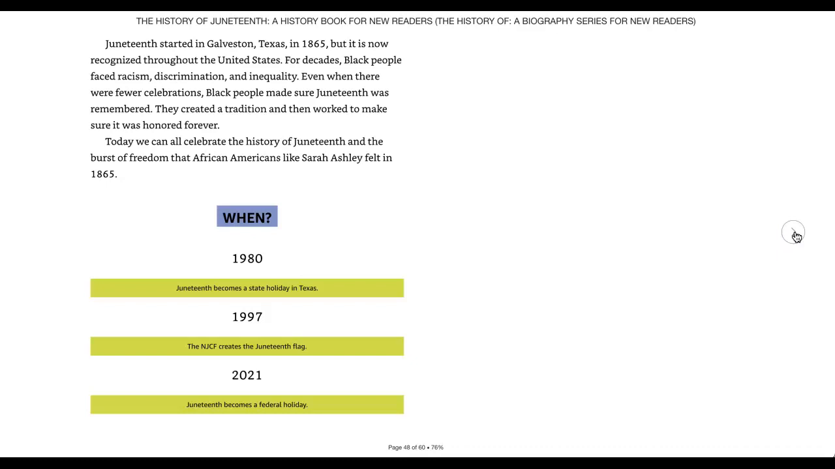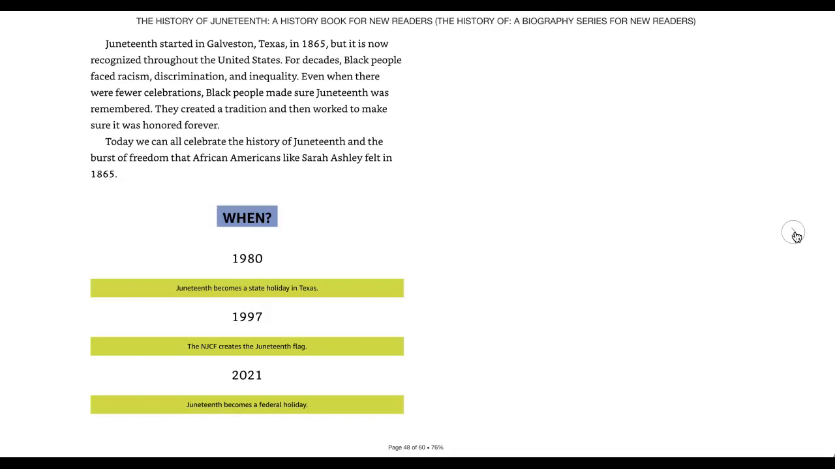Juneteenth started in Galveston, Texas in 1865, but it is now recognized throughout the United States. For decades, Black people faced racism, discrimination, and inequality. Even when there were fewer celebrations, Black people made sure Juneteenth was remembered. They created a tradition and then worked to make sure it was honored forever. Today, we can all celebrate the history of Juneteenth and the burst of freedom that African Americans like Sarah Ashley felt in 1865.